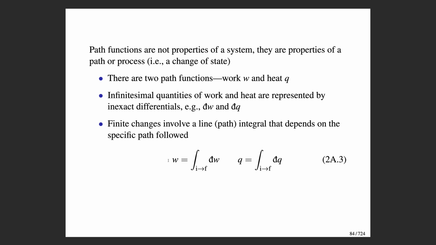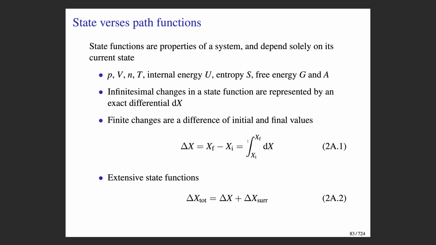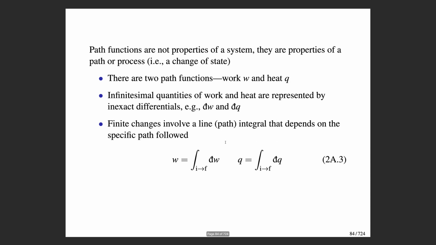You can calculate the finite amount of work and the finite amount of heat by doing an integral over an infinitesimal amount of work or an infinitesimal amount of heat. However, the value of the integral depends upon what path you take between the initial state and the final state. It's not calculated as simply a difference, like it is for the case of an exact differential. The value of this line integral, or path integral as it's called, depends upon what path you take. And so that's the major distinction between state functions and path functions. Properties of the system are state functions. Work and heat are not properties of the system. They are path functions.